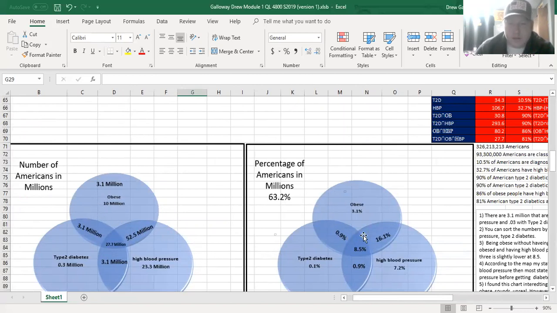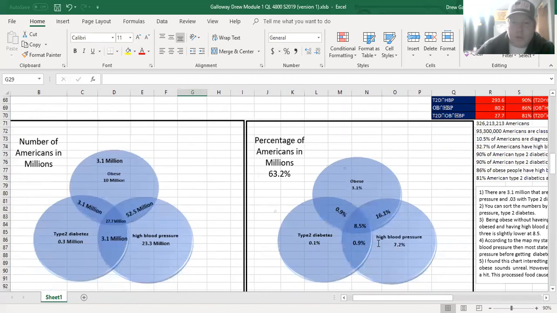So if you take a look here, this is what it looks like, how many people actually have it, and then this is what it looks like. This is the percentages in between them. So if you're at 3.1% to be obese, you're at 0.1% to have type 2 diabetes, and you're at 7.2% to have high blood pressure. Now, to have type 2 diabetes and high blood pressure, you're at 0.9%. To have high blood pressure and be obese, you're at 16.1%. To be obese and have type 2 diabetes, it's only 0.9%. And to have all three of them, you're at 8.5%.